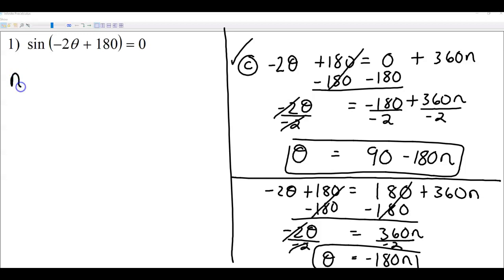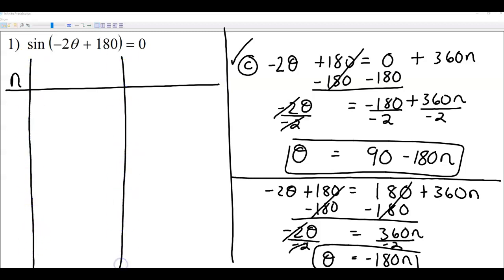So we have n, and we're going to put these two formulas here on this side. So we have 90 minus 180n, and then we have negative 180n. And what we want to do is generate as many answers as we can that are between 0 and 360. Okay? And so let's go ahead and get down to business here.